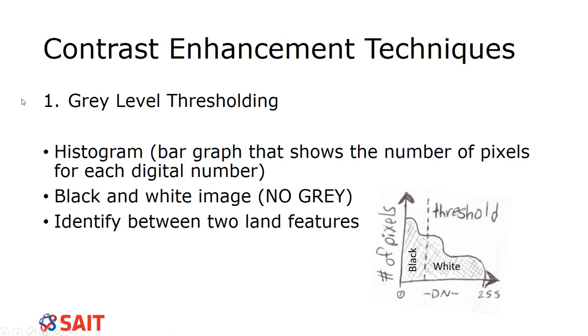So the first contrast enhancement technique is known as gray level thresholding. This is where we have this graph, which is called a histogram. And what a histogram is, it's got the digital numbers on the bottom, or in our case, it's going to be the physical values. And it goes from 0 to 255 for digital numbers.